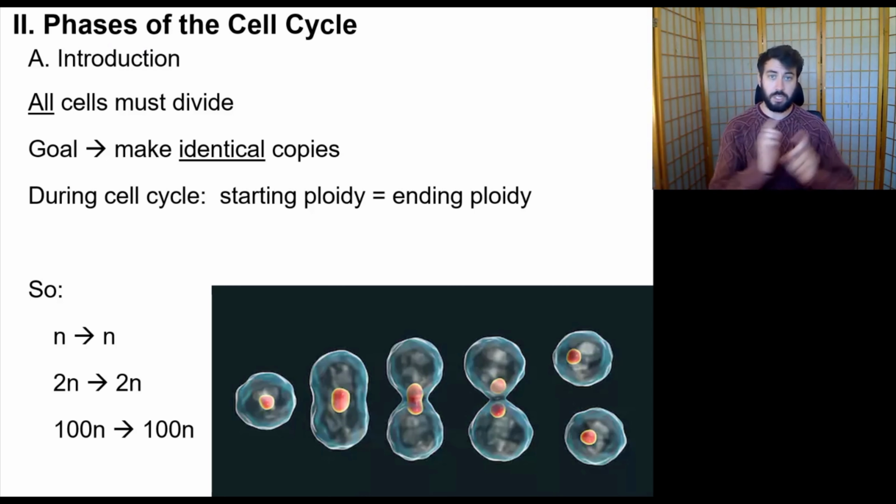Just a brief introduction, then we'll take a break, and we'll come back for lecture 10.2. Now, first off, all cells must divide, either for reproduction or growth, right? The overall goal of the cell cycle is to make identical copies of the original cell, in pretty much every way, including and especially ploidy. This means that the ploidy that you start with during the cell cycle is the ploidy that you end with. If you're starting as a haploid cell, you end as a haploid cell. If you start as a diploid cell, you end as a diploid cell.